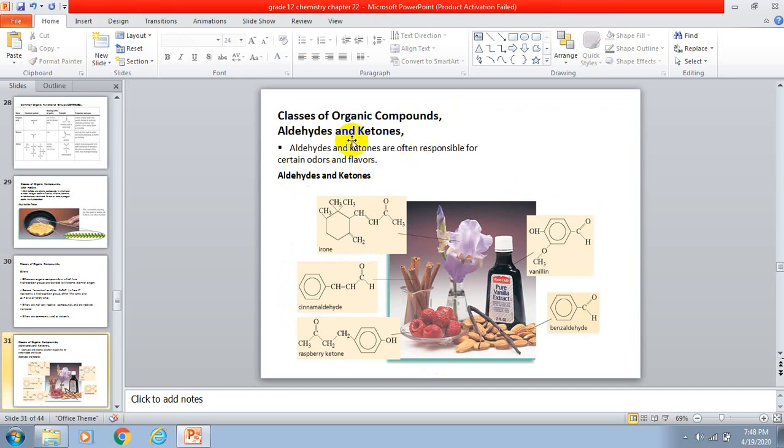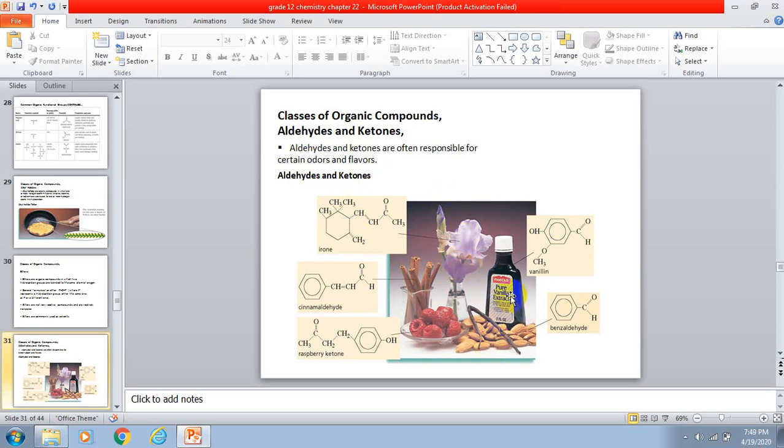Classes of organic compounds. Aldehydes and ketones. Aldehydes and ketones are often responsible for certain odors and flavors. They can produce different kinds of odors, like fragrances. Understand?